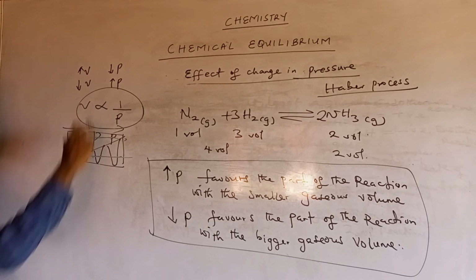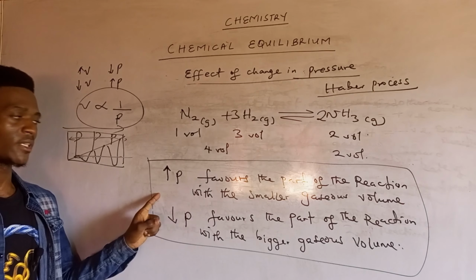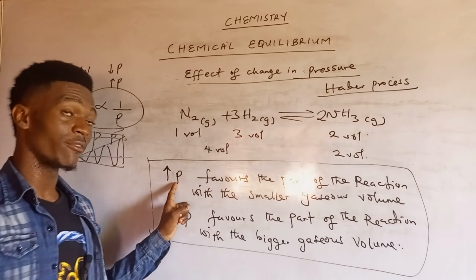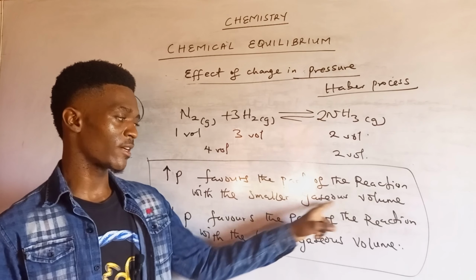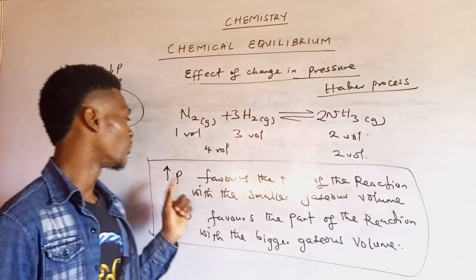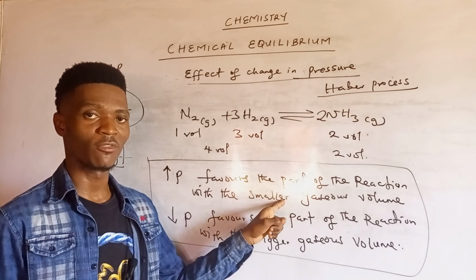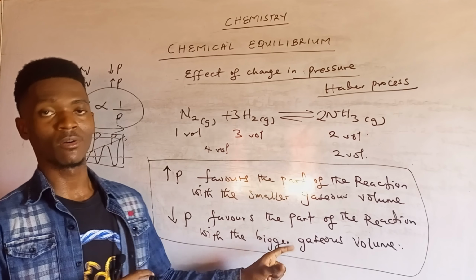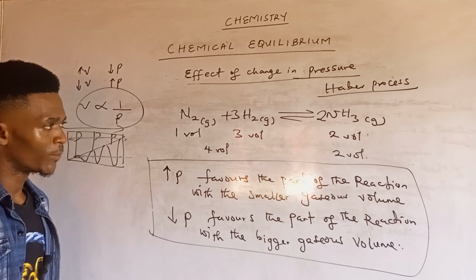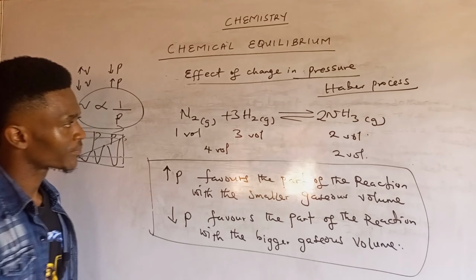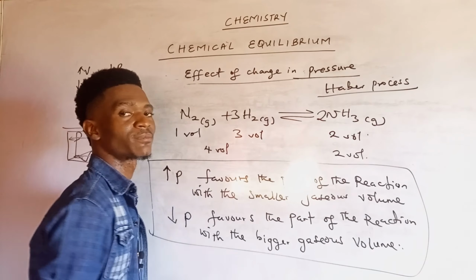So always have this at the back of your mind when you are attempting questions on that, that an increase in pressure will favor the part with what? With the lower gaseous or smaller gaseous volume, meaning when you increase pressure, you favor small volume. When you reduce pressure, you favor big volume. You get the point? So you are now asked the question: what will favor the forward direction?